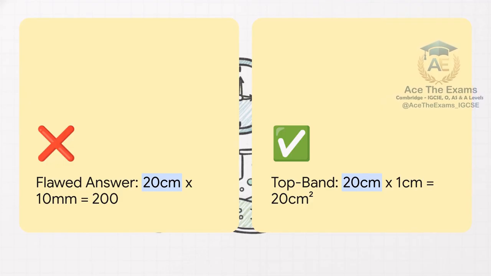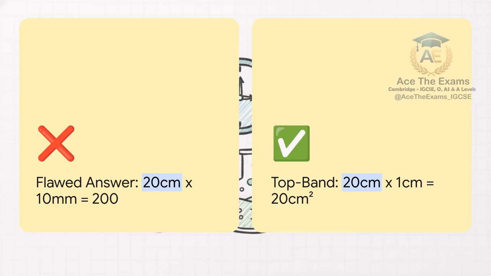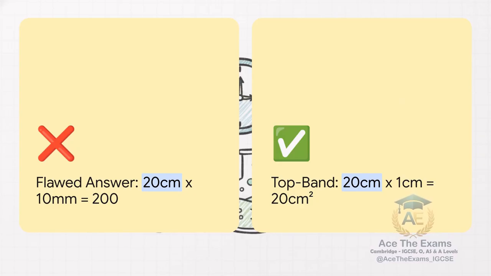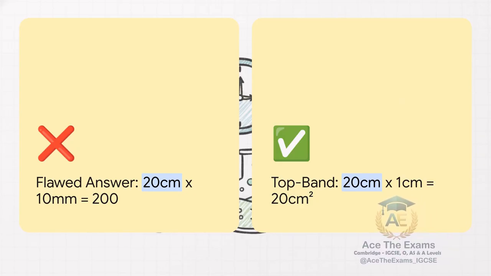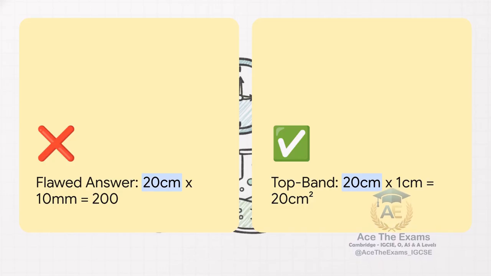The student is trying to calculate an area. They multiply a length of 20 centimeters by a width of 10 millimeters, and they get an answer of 200. Now, sure, the pure math works out, 20 times 10 is 200, but the physics is completely broken. 200 what exactly? Now contrast that with the improved, top-band answer.